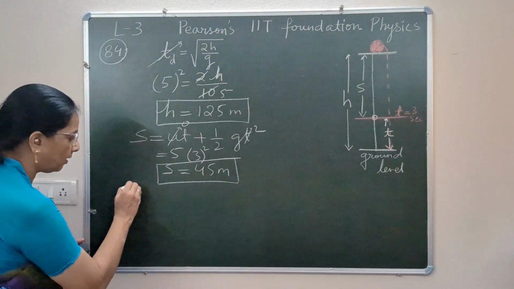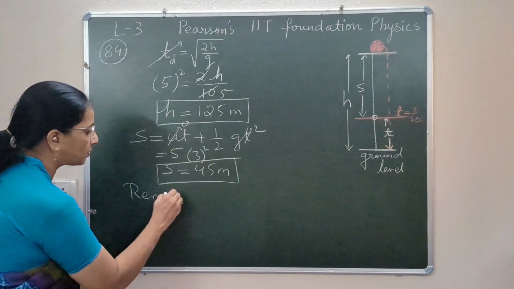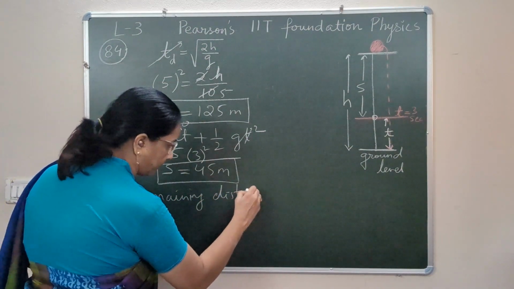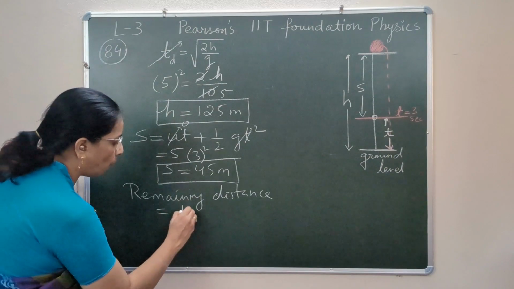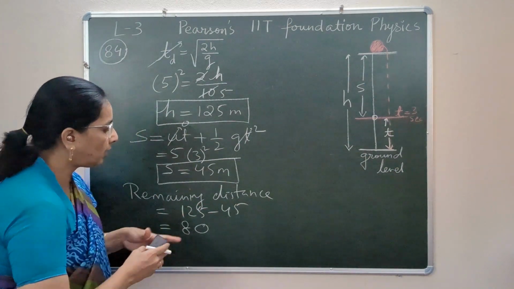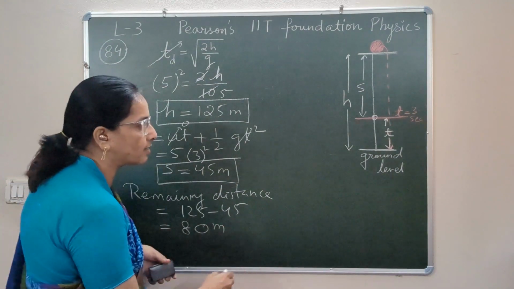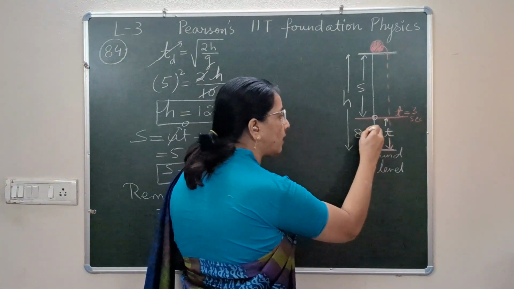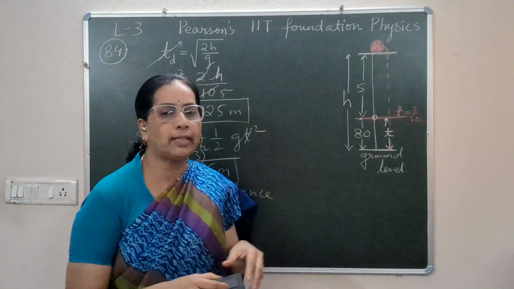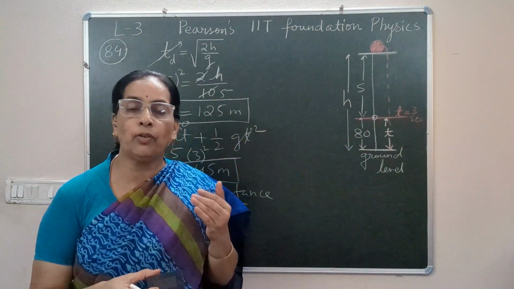So the remaining distance to be traveled is 125 minus 45. So the difference turns out to be 80 meters. So the left out distance is 80 meters. We have to find this 80 meters distance is traveled in what duration?